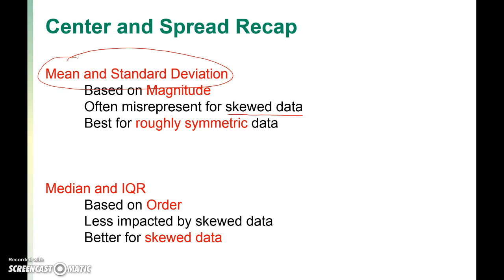The median and the IQR, again, since it's based on order, it's less impacted by skewed data, and it's probably a better representation. But I always want to make sure I start off by looking at a picture of my data, and that'll usually put me in the right direction.